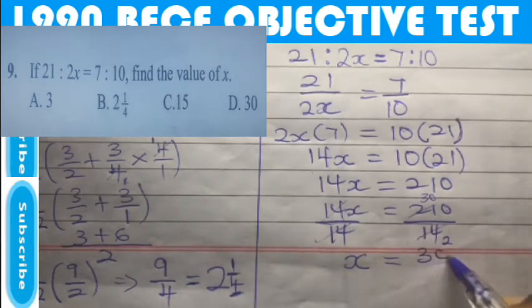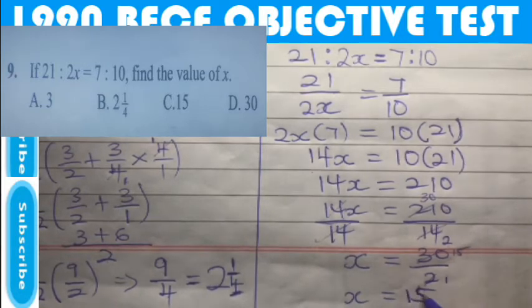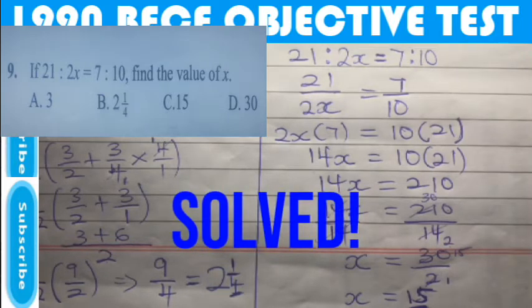So you have 30 out of 2. 30 out of 2. And then when we box on, 2 divides itself a single time, and then 2 divides 30 15 times. So 15 out of 1 is the same as 15. That's what we have over here, 15. So the correct answer is 15 for number 9. So we are done with number 9.